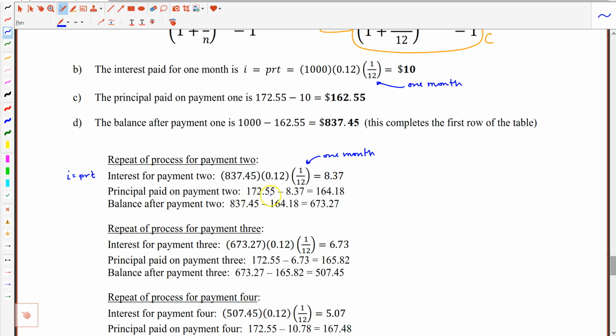You're going to send in your fixed payment of $172.55. They'll pull off $8.37 for interest for themselves. That leaves $164.18 to pay off the principal. So let's figure out what the current loan balance is. I had owed $837.45, but we just sent in a payment of $164.18. That means my current loan balance is $673.27. And these numbers complete the second row of the table.